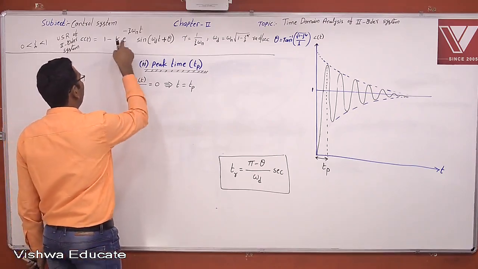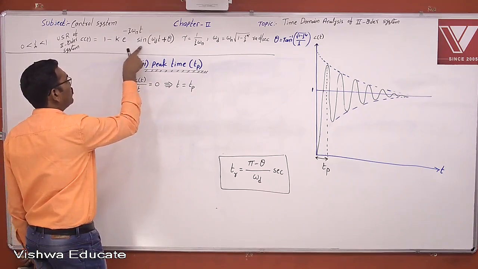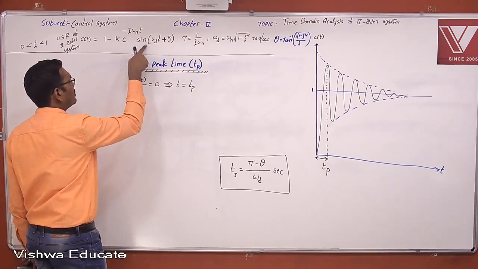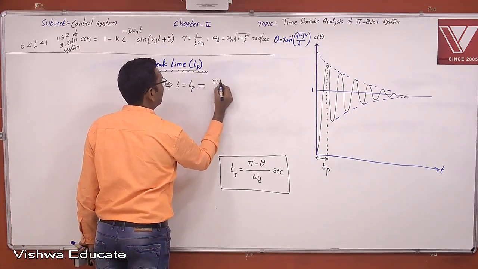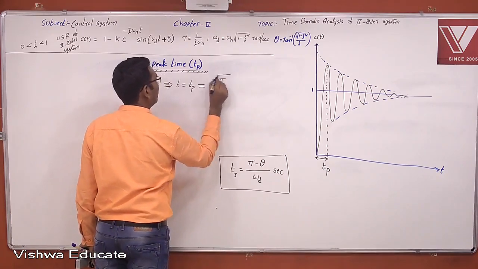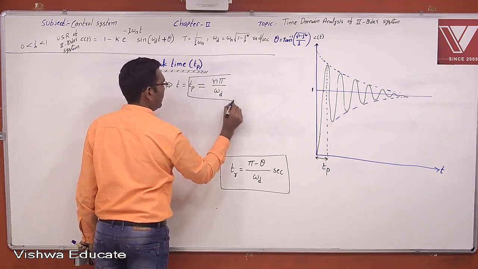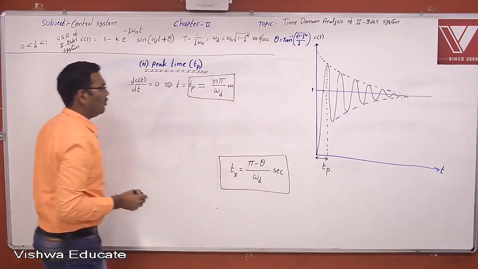If you differentiate this response, the differentiation of 1 is 0. This is the UV method: differentiation of sine is cos, then differentiation of the exponential, and this is a constant. That peak time is nothing but n pi by omega d. You can get this. This is the peak time, n pi by omega d.